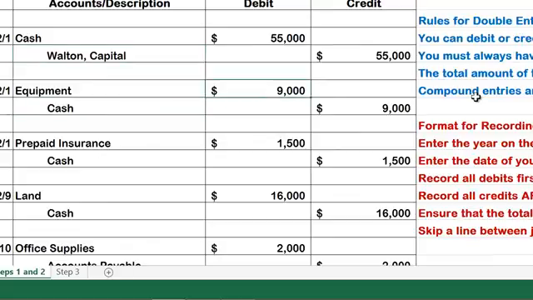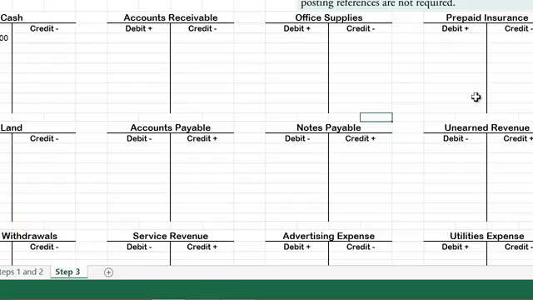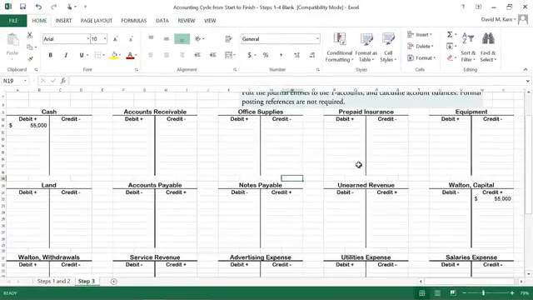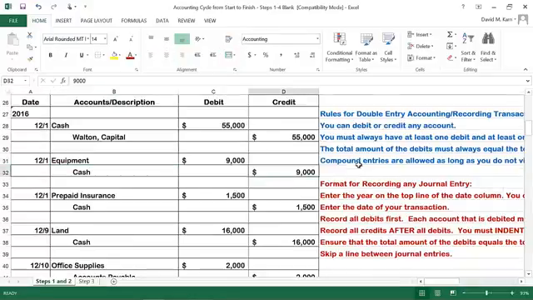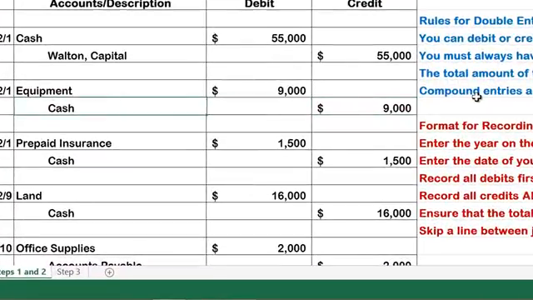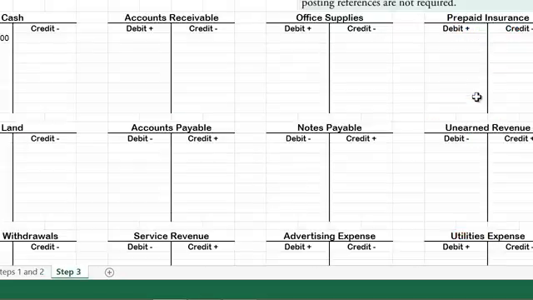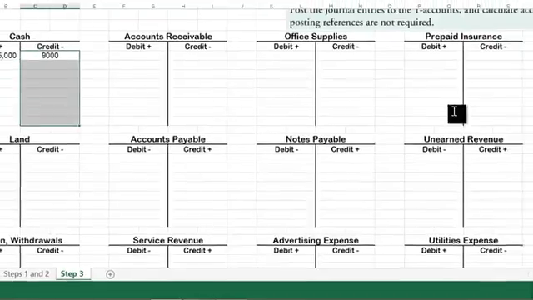Again, doing exactly what it's telling us to do. We have to debit $9,000 to equipment. So we'll go ahead and do that. We'll debit $9,000 to the equipment account. And notice then what we have to do here is we have to credit $9,000 to the cash account. Okay, so let's see how this works. So $9,000 goes in the credit column of the cash account.